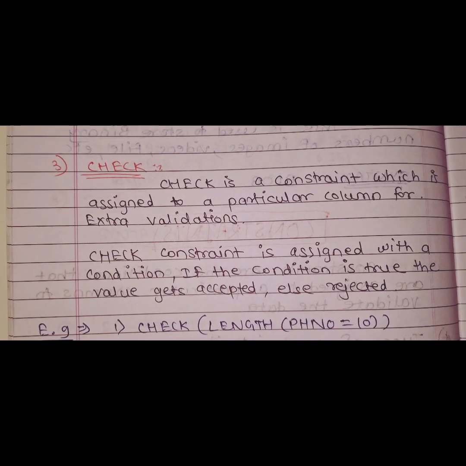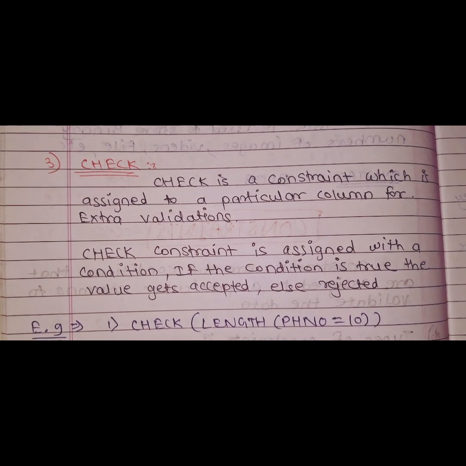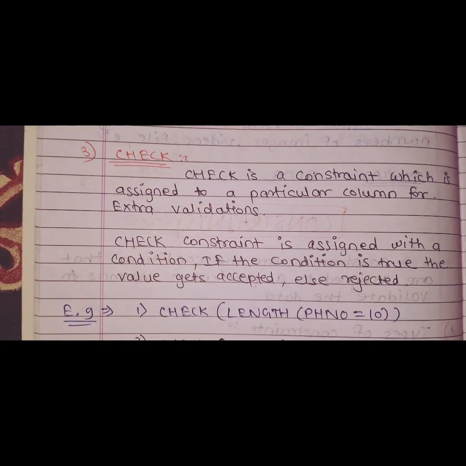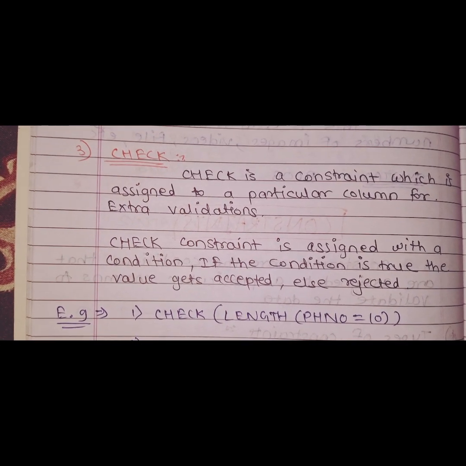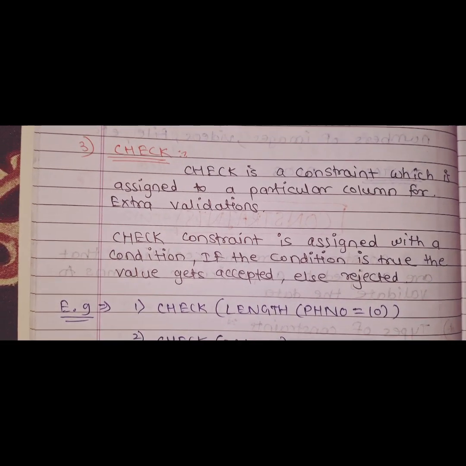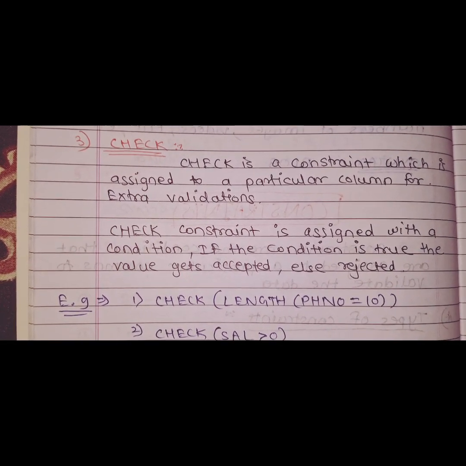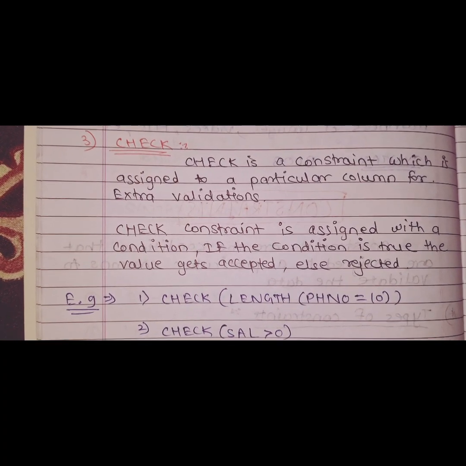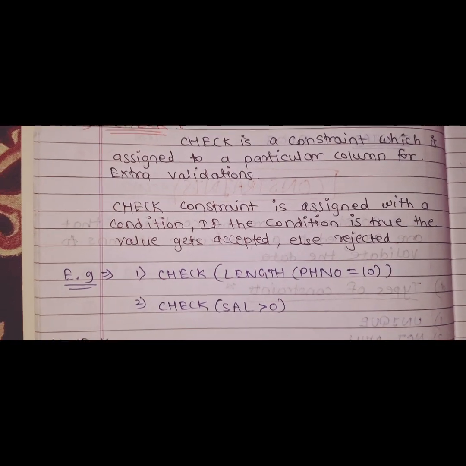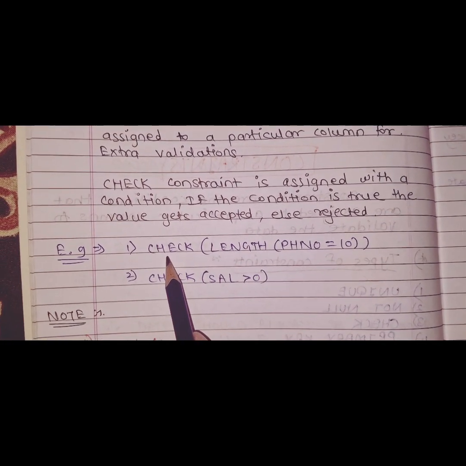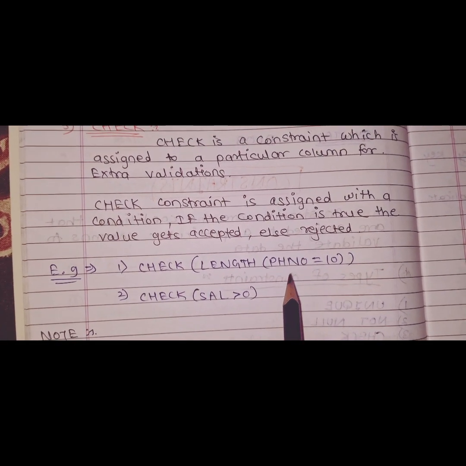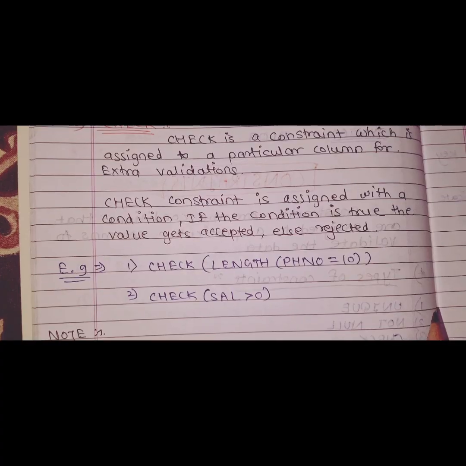In a student table, we have the student phone number. So the phone number length must be 10. If a student gives a phone number of only 9 digits, then it should not get accepted. So we can assign a check constraint to the phone number. If the phone number is 10 digits, then only accept the phone number or else reject it. See, here I have given the check constraint with the length of phone number equal to 10. If a student enters a 9-digit phone number, it cannot get accepted.